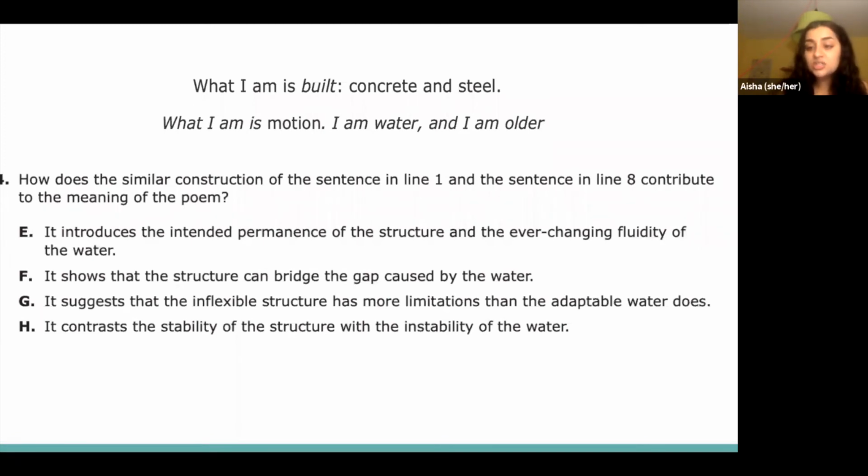Answer choice H suggests the 2 lines contrast the stability of the structure with the instability of the water. Although, yes, there's stability and instability, again, there's no contrast. Just like the last one, they're not saying they're better or even highlighting their differences. They're just talking about these 2 separate characteristics that these speakers have. So we can cross off F, G, and H and go back to answer choice E. There we go, which is correct.